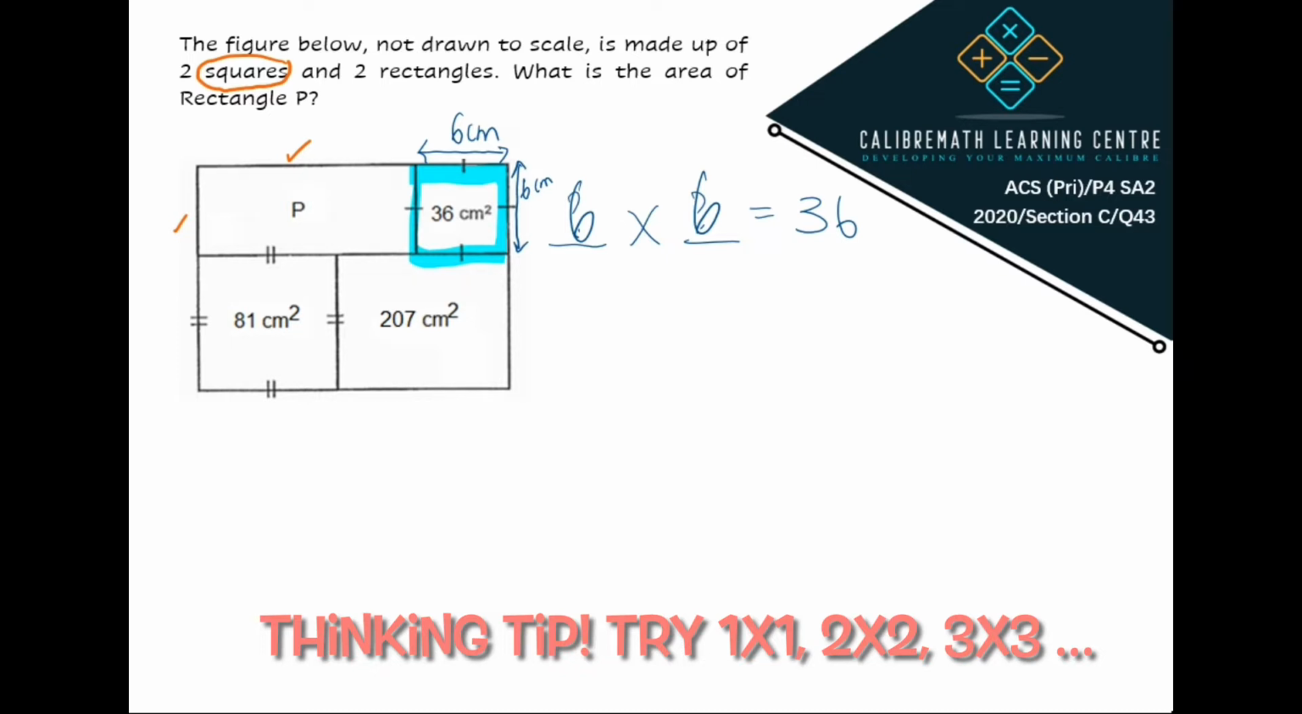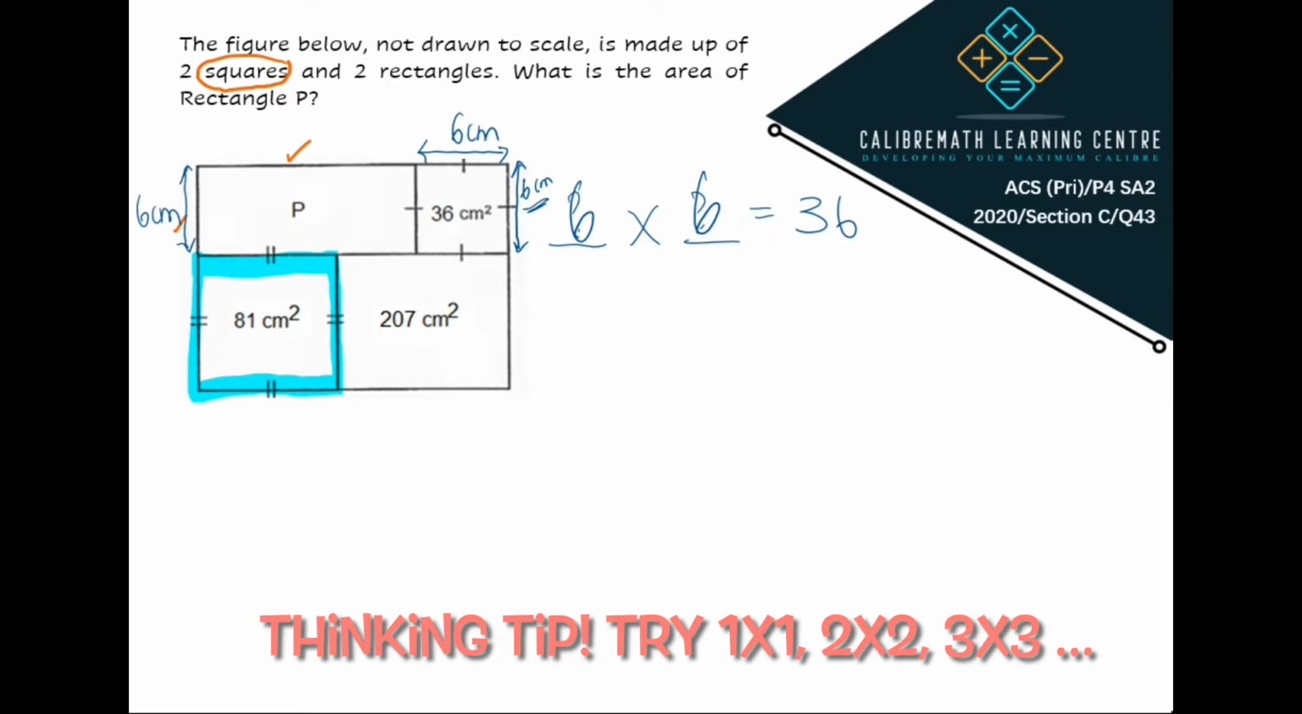Okay, so with this 6 centimeters over here, it will lead you to the breadth of P, which is 6 centimeters too. Okay, so now we have solved for the breadth of rectangle P. We just need to go and find what the length is. Okay, so we're going to look at the other square now, which is the one with 81 square centimeters.